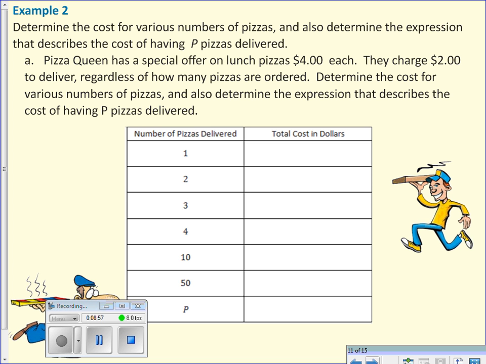But anyway, Pizza Queen has a special offer on lunch pizzas, $4 each. They charge $2 to deliver, regardless of how many pizzas are ordered. So one day it was only like him and 1 or 2 friends, so we just got 1 pizza. But then another day he had more friends over, plus we all wanted pizza, so we ordered more pizzas. It didn't matter how many we ordered, it was just still a $2 delivery fee. It's not $2 per pizza. All right? So here we're going to figure out an expression that describes the cost of having P pizzas delivered.